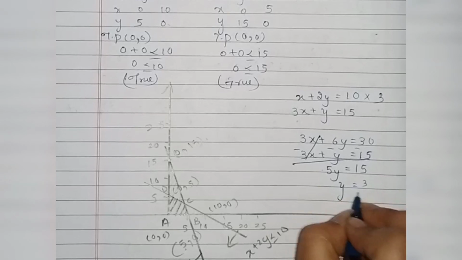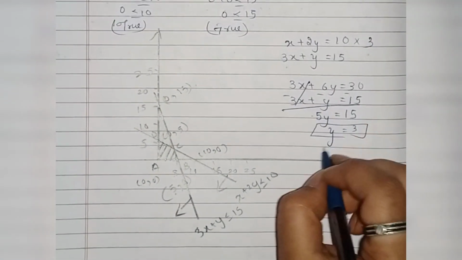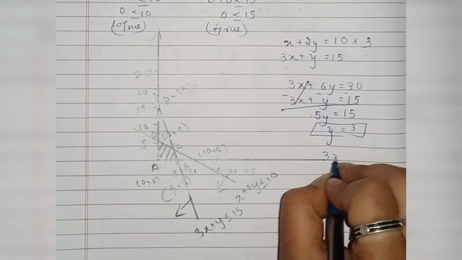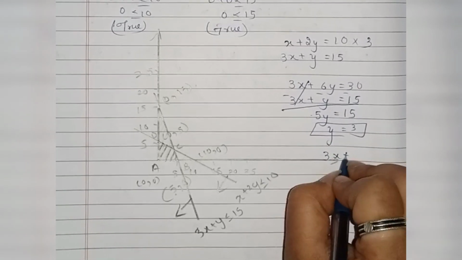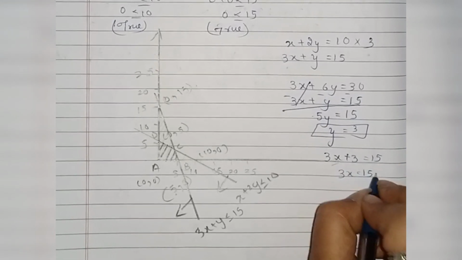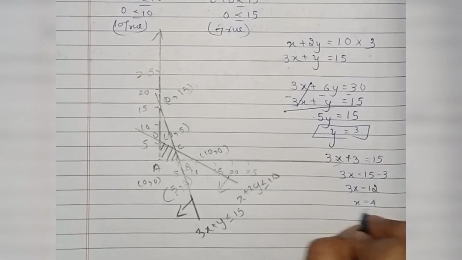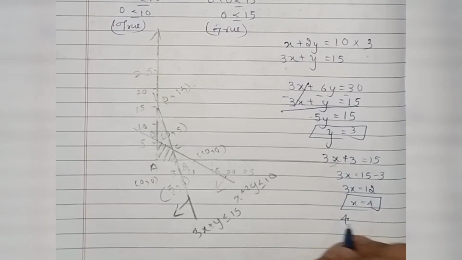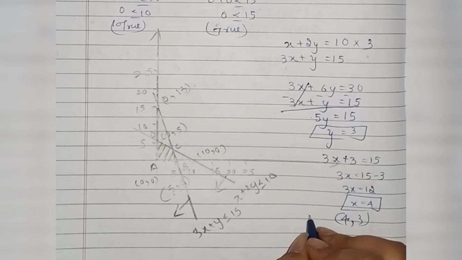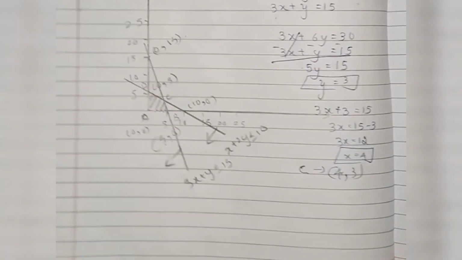y will be 3. So if we have found y is 3, substitute in any one of the equations. I am substituting in the second equation: 3x plus 3 is equal to 15, 3x is equal to 15 minus 3, 3x is equal to 12, x is equal to 4. Therefore, the point is 4, 3. The point here is C. C is 4, 3. So, we have got 4 points.